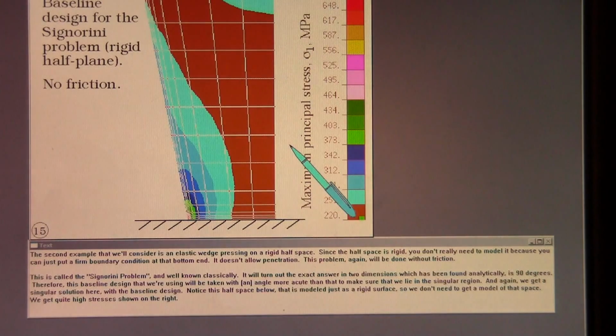It will turn out the exact answer in 2 dimensions, which has been found analytically is 90 degrees. So therefore, this baseline design that we're using will be taken with an angle more acute than that to make sure that we lie in the singular region. And again, we get a singular solution here with the baseline design. Notice this half space below that is modeled just as a rigid surface, so we don't need to get a model of that space. We get quite high stresses shown on the right.